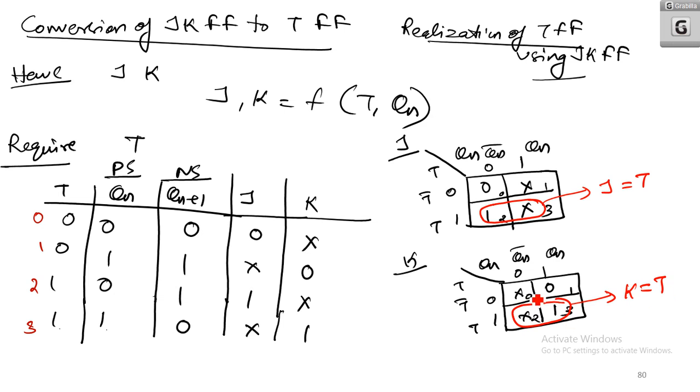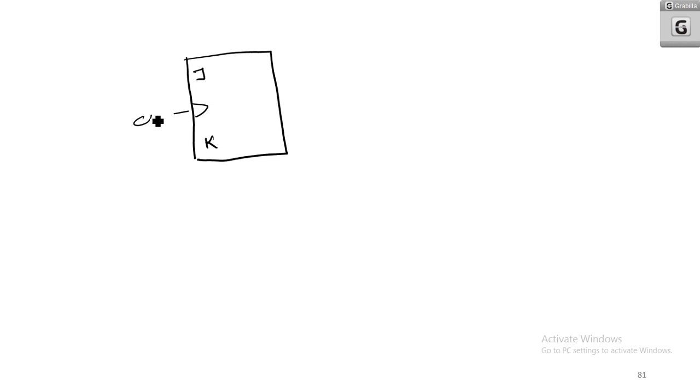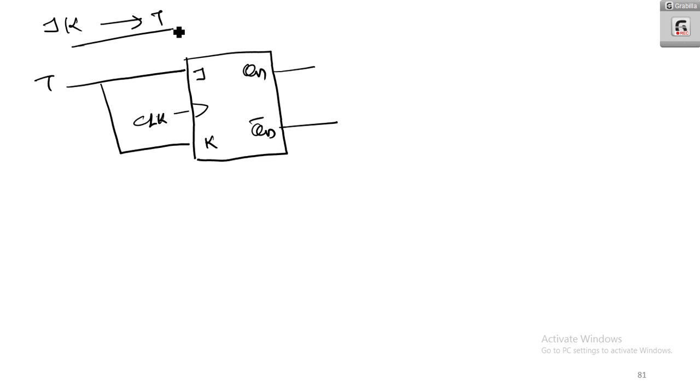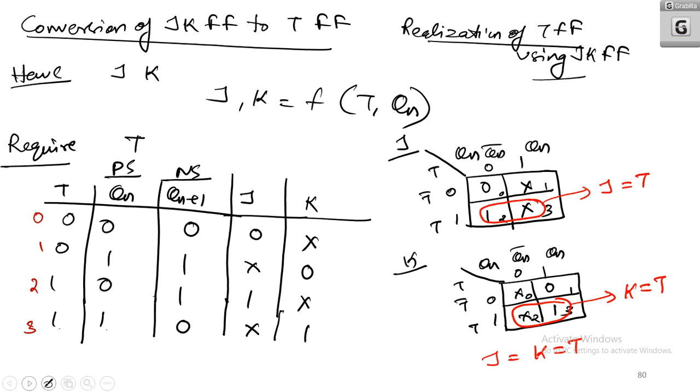That means for a JK flip-flop to act as a T flip-flop, you should write J is equal to K is equal to T. So if you are drawing the block diagram, we have a JK flip-flop along with the clock, and you need to tie J and K together to T. Here we will get Qn and Qn bar. This is how we are converting JK to T flip-flop.